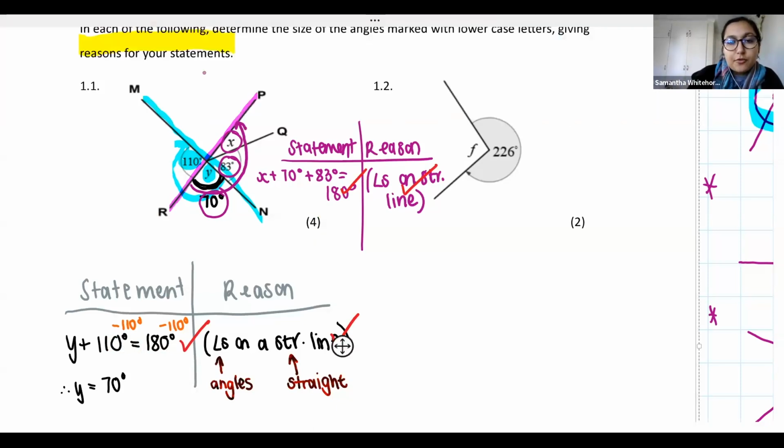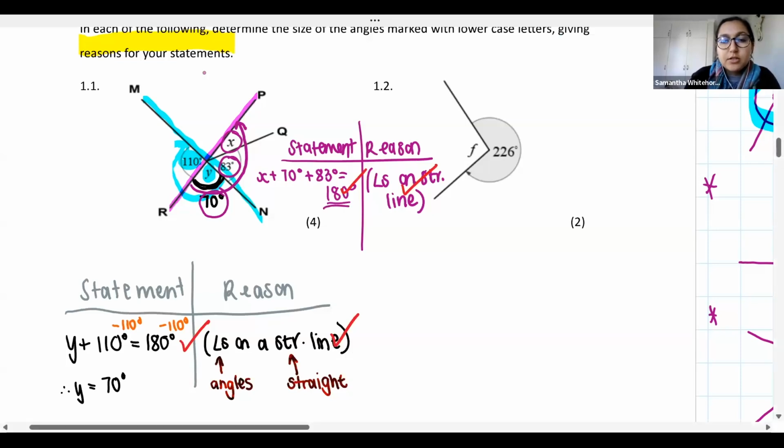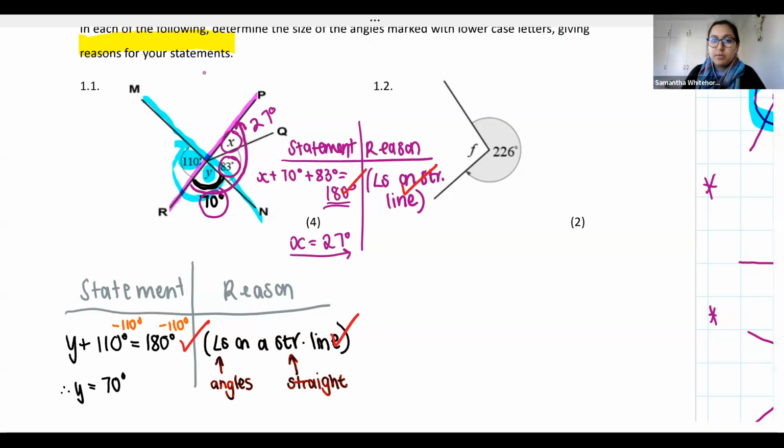Right, we still need to solve for x, so we would subtract 70 and subtract 83 from 180 degrees, and we get that x is equal to 27 degrees. And so based on the 2 values that I needed to determine here, we have found x and y using geometric reasons.